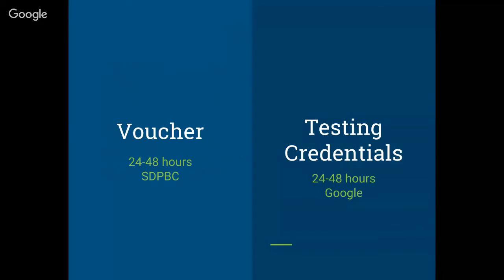If you take it and pass it, on the email with your voucher is a form for you to fill out to let us know that you took it and you passed it, and we will add you to the list of certified educators for Palm Beach County. If you take it and fail it, you are welcome to try again. Google makes you wait 14 days before they allow you to take the exam a second time.